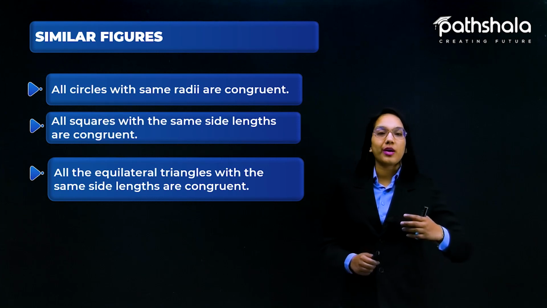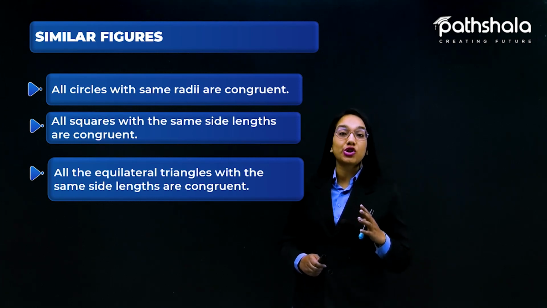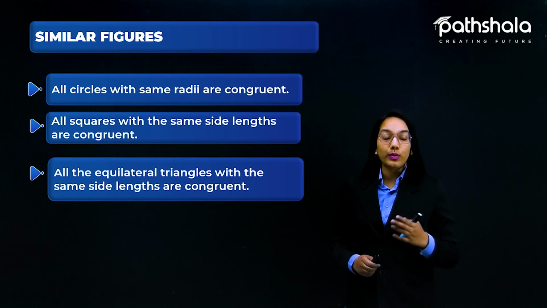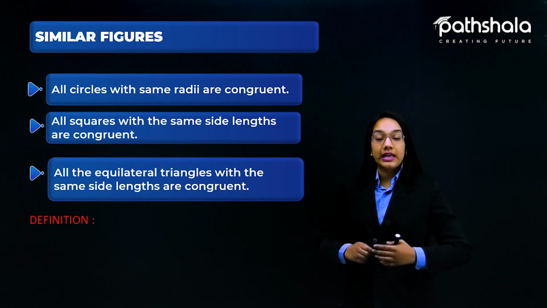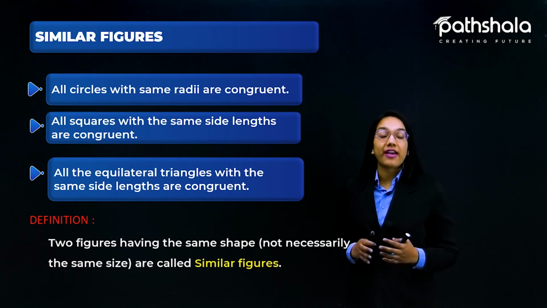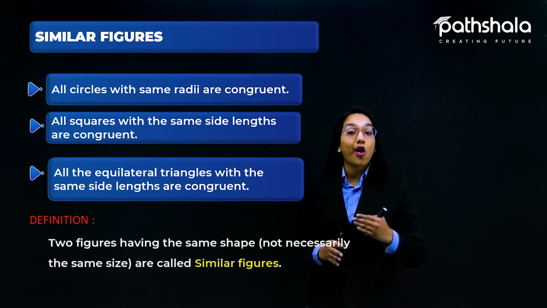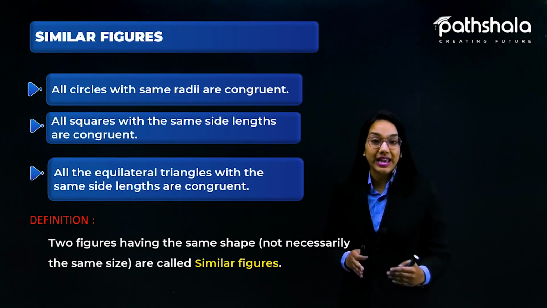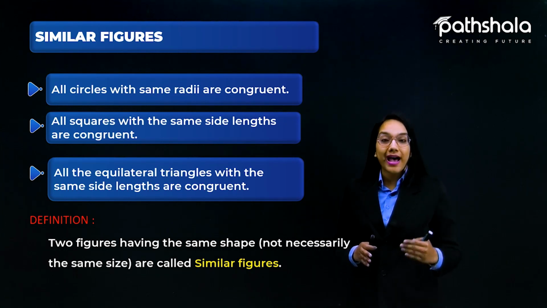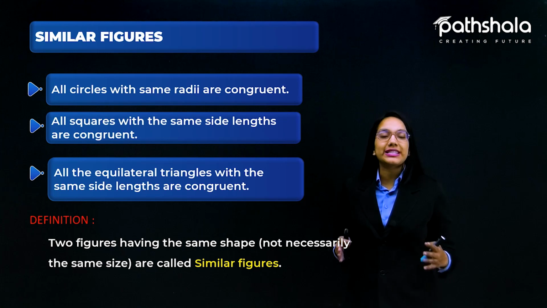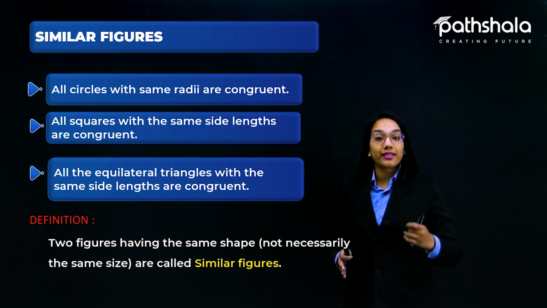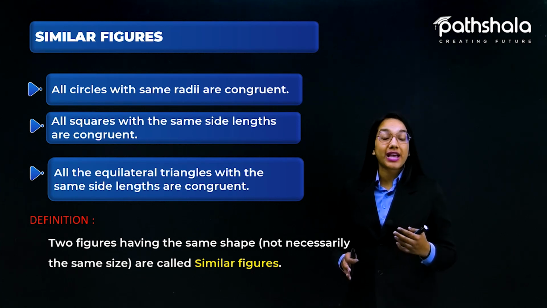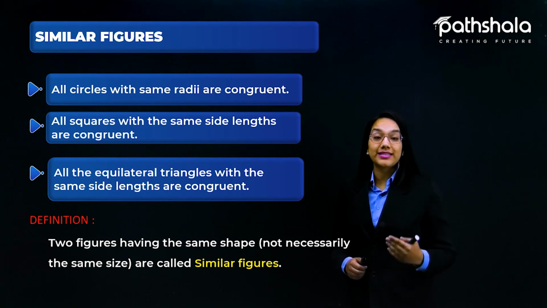So if we are talking about congruency, let's now talk about similarity. Let's recall the definition of similar figures again. Two figures having the same shape but not necessarily the same size are called similar figures. That is the definition of similar figures.